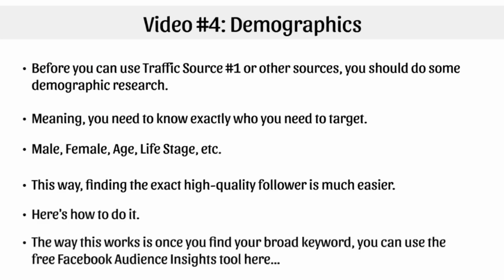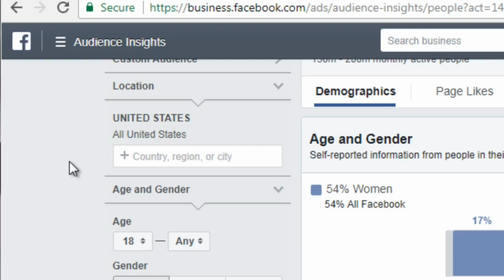Basically the way it works is once you have found your broad keyword, which you should have figured out in the previous video, you can use the free Facebook Audience Insights tool, as I will show you in just a minute. The best way to get to it is simply by going to business.facebook.com/ads/audience-insights, and that should forward you here. If you have any problems, you can always go to google.com and search for the Facebook Audience Insights tool, and you should find the link. Sometimes Facebook will change the links, so that is how to always find it.